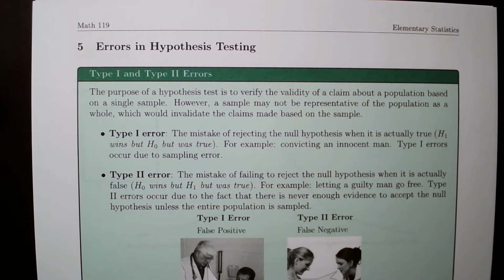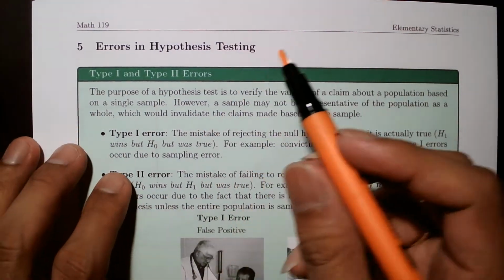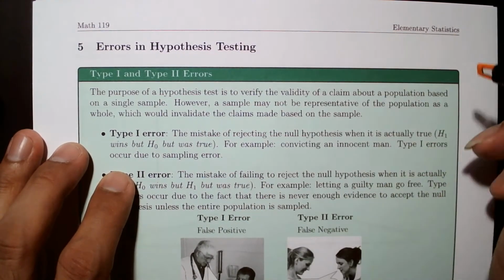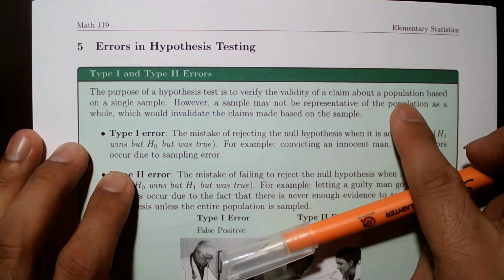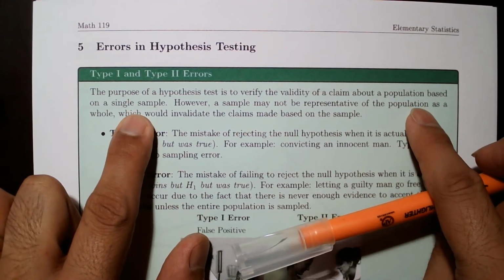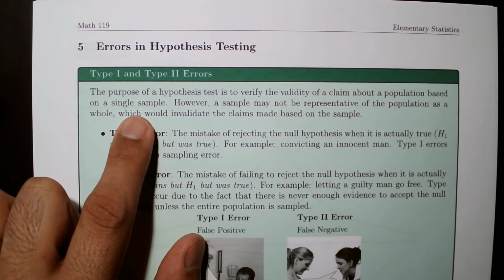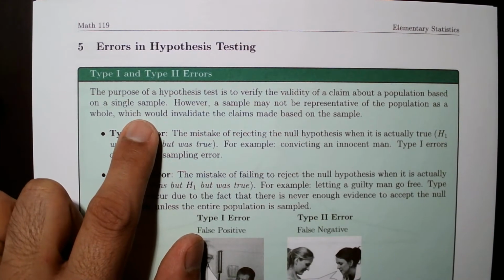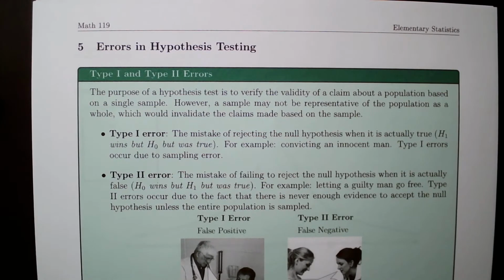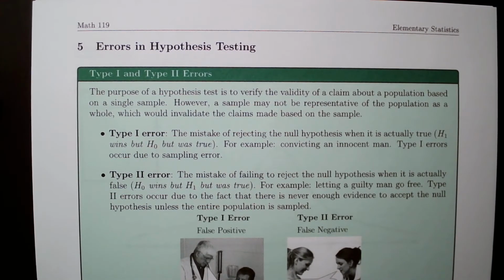Alright, so in this section, we continue hypothesis testing, in which we cover errors in hypothesis testing. First of all, let's recall that the purpose of conducting a hypothesis test is to verify the validity of some claim about a population, but based on a single sample. Because keep in mind that it may not be practical, or maybe even impossible, to reach out to the entire population. So that's what we do in statistics: take a sample and take it from there.